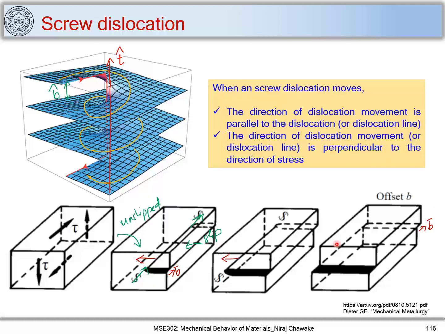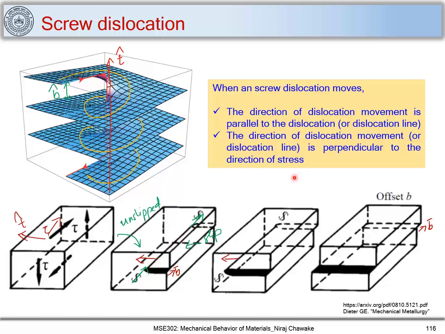There are certain points to be noted here. When a screw dislocation moves, the direction of dislocation movement is perpendicular to the dislocation line, and you can see that this Burgers vector is parallel to the dislocation line. And the second point is that the direction of dislocation movement is perpendicular to the direction of stress. We have applied shear stress in this direction, that is tau, and the dislocation line is moving in this way, the T movement. So you can see that the movement of a dislocation line is perpendicular to the direction of stress.